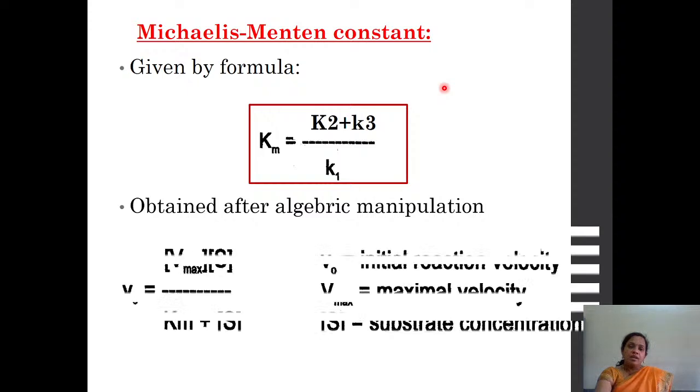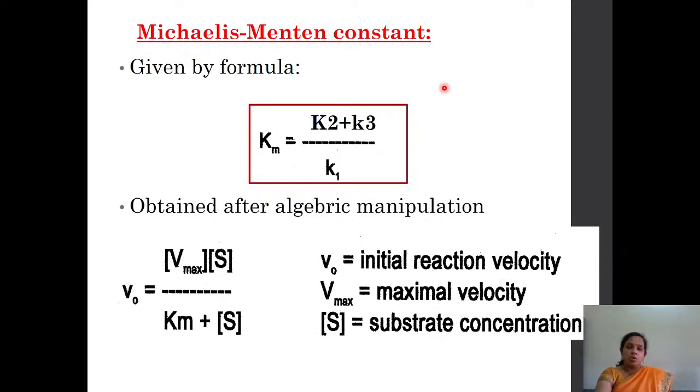And after algebraic manipulations, what we get is this derivation. You have a very beautiful derivation of how we come from Km to V0. But for the time being, this is not required for your exams. I'm not forcing you on that.